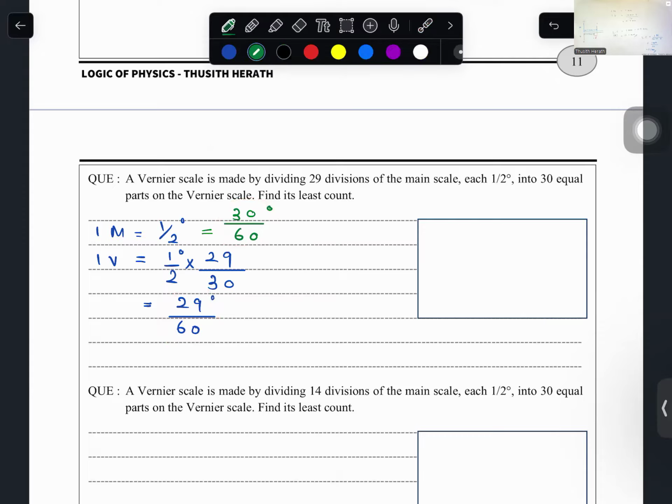So now you can draw here. This is the main scale division, 0, and here the next one, it is half a degree. If I go to the vernier scale, 0, and the first vernier line is 29 over 60, meaning less than half. It should be here.